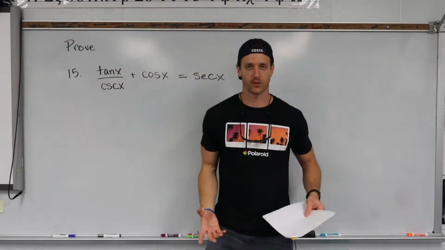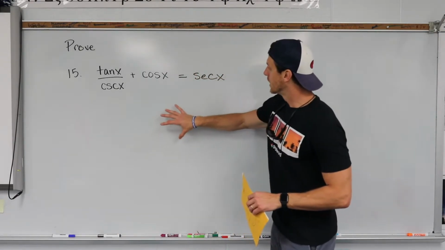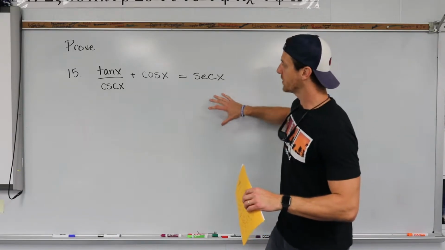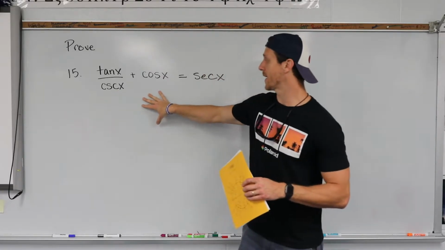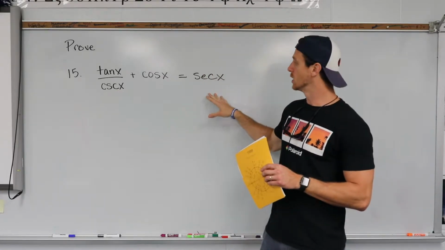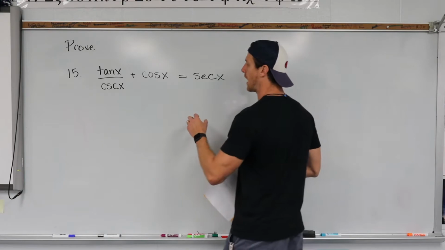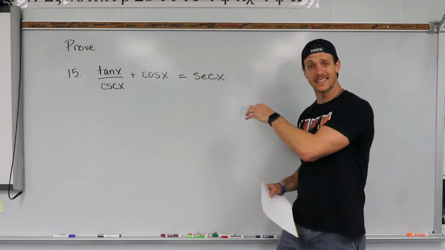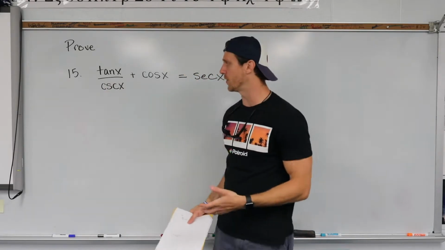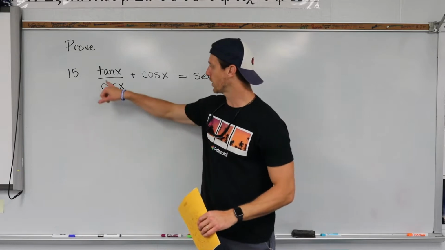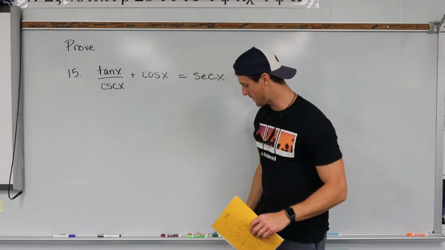Alright guys, now we're on to proofs. I'm going to do number 15 with you. We always say we're going to get the left hand side to look like the right hand side. We're proving that this is equal to secant of x. So we're not going to mess with the right hand side, we're going to mess with the left hand side. Because secant is 1 over cosine, maybe we should get everything in terms of sine and cosine on the left hand side. Here we have tangent of x and cosecant of x. Let's see what happens.